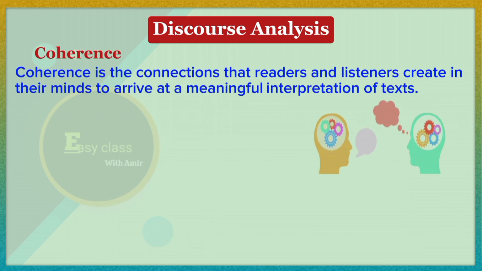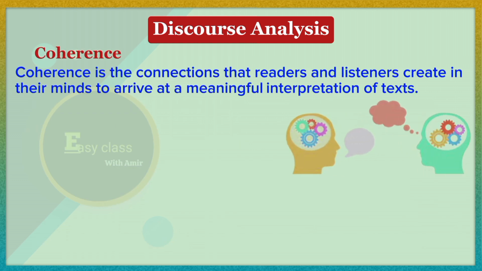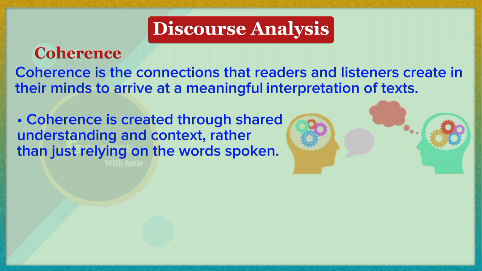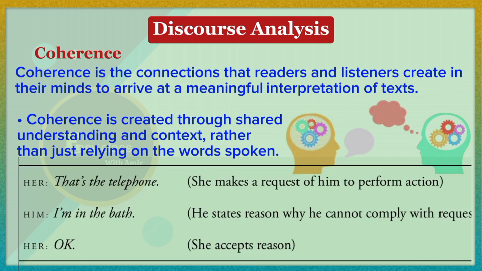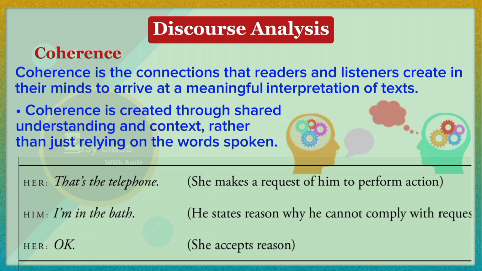Coherence. Coherence is the connections that readers and listeners create in their minds to arrive at a meaningful interpretation of texts. In conversations, coherence is created through shared understanding and context, rather than just relying on the words spoken. The example interaction shows how analyzing speech acts such as making a request, giving a reason, and accepting.